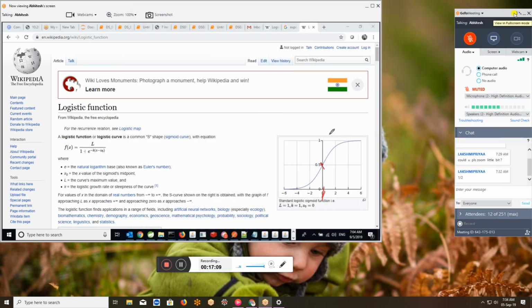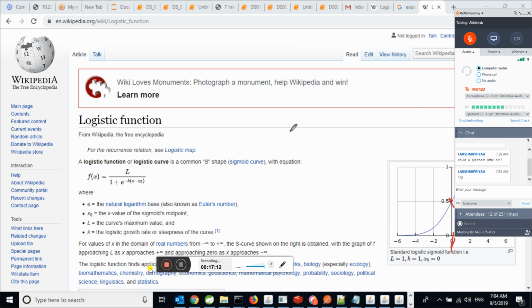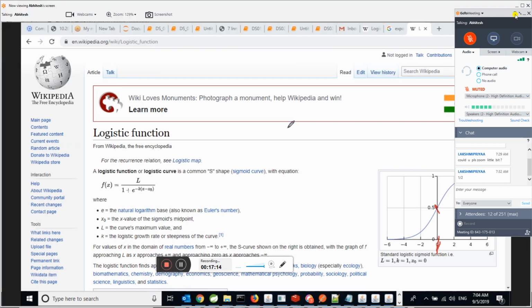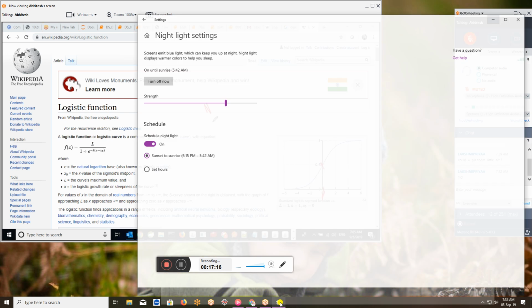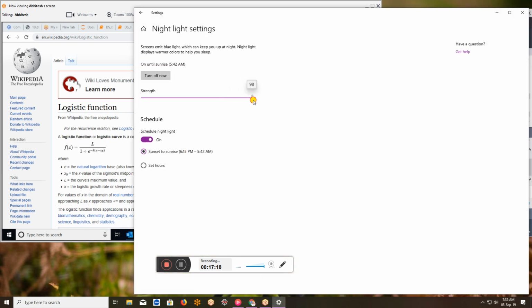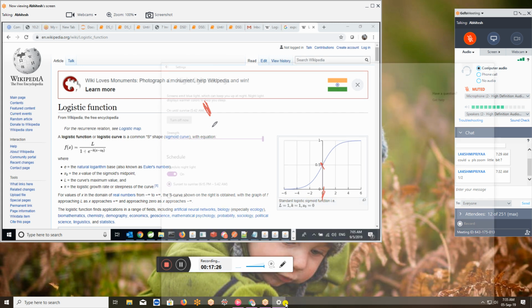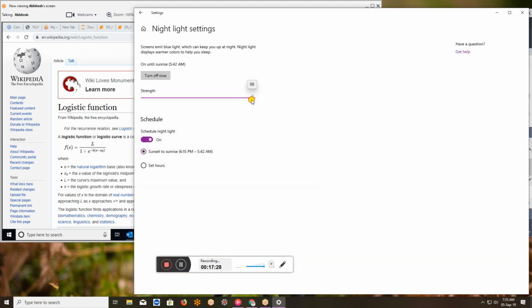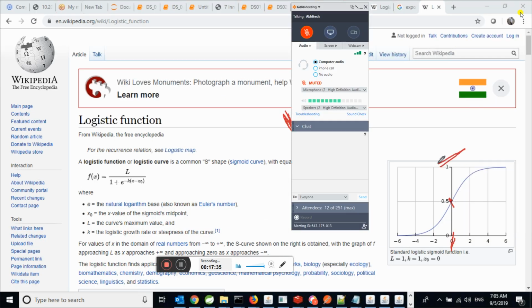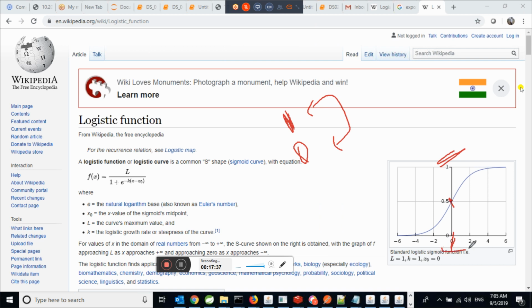So whatever values you put, the maximum value of y will be 1, and the minimum will be 0. This is the range. All outputs will come under 1 and 0. You can see here, this is our maximum output 1, and this is the minimum.